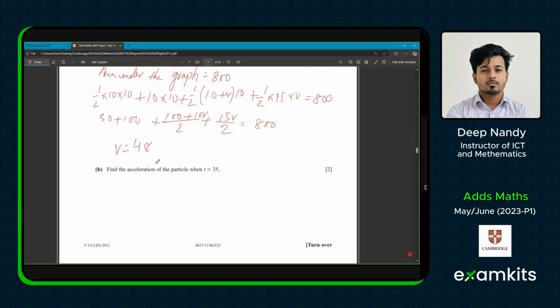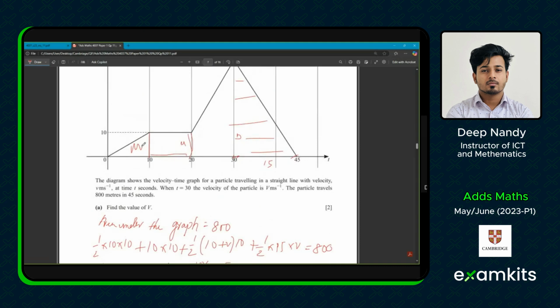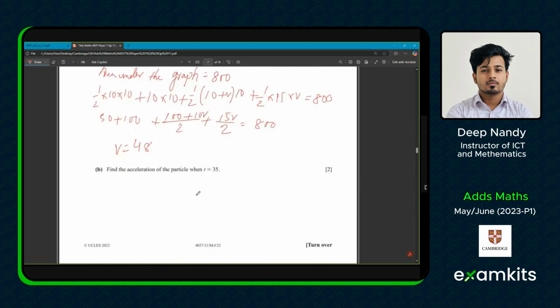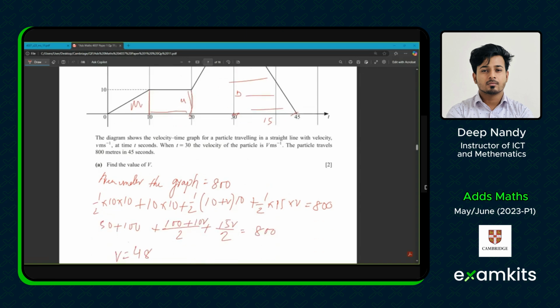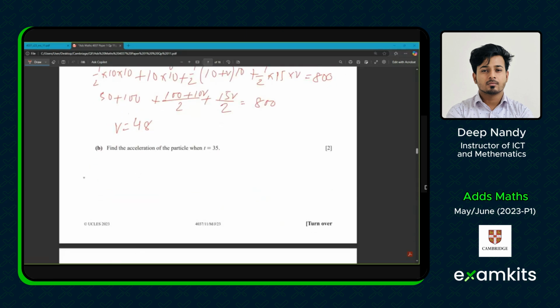Now, we have found the value of v by finding the area under the graph. In the second part of question B, we have been asked to find the acceleration of the particle P when t equals 35. As this is a velocity time graph, we find acceleration by the formula a equals (v minus u) divided by t.